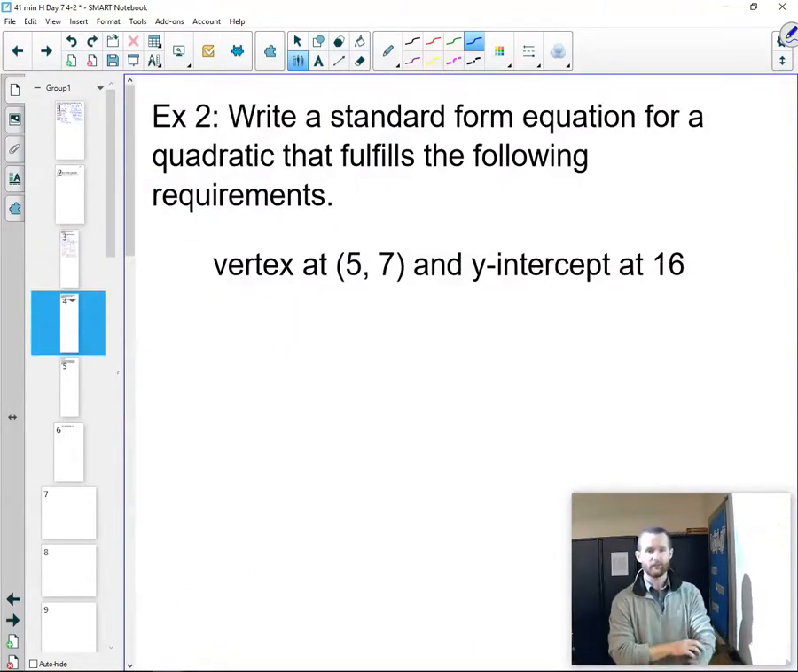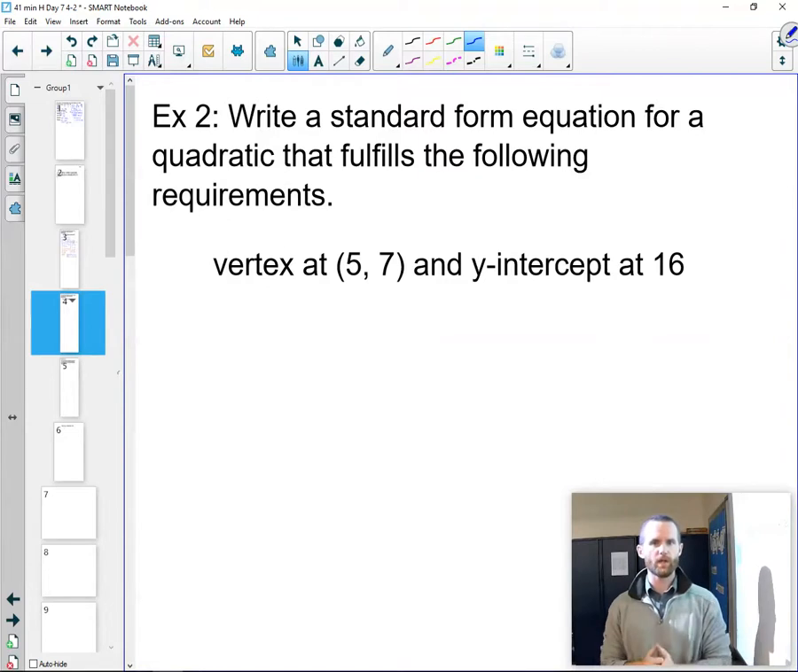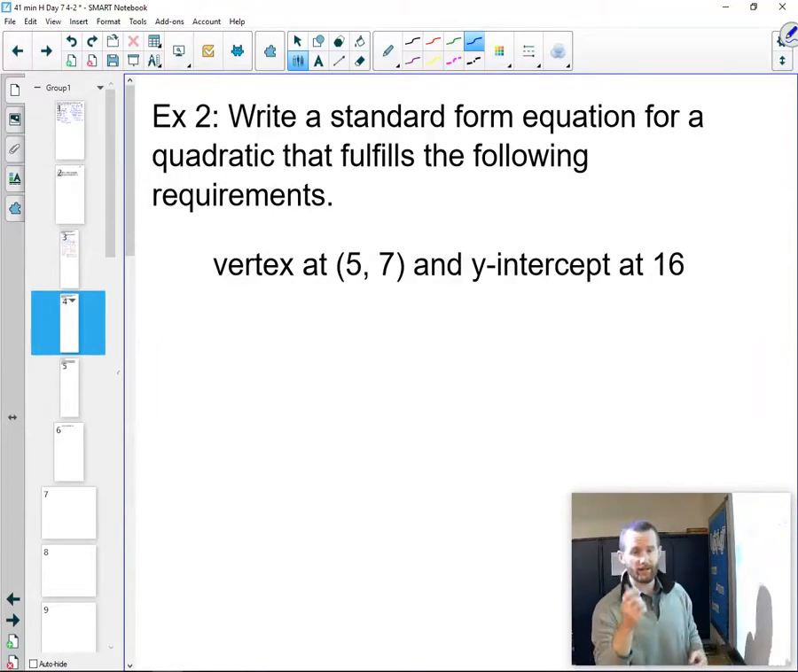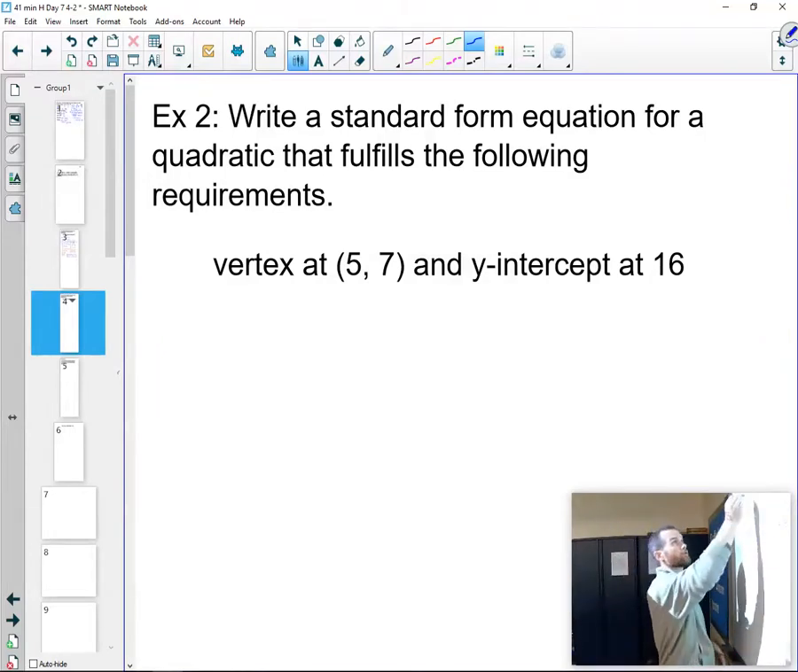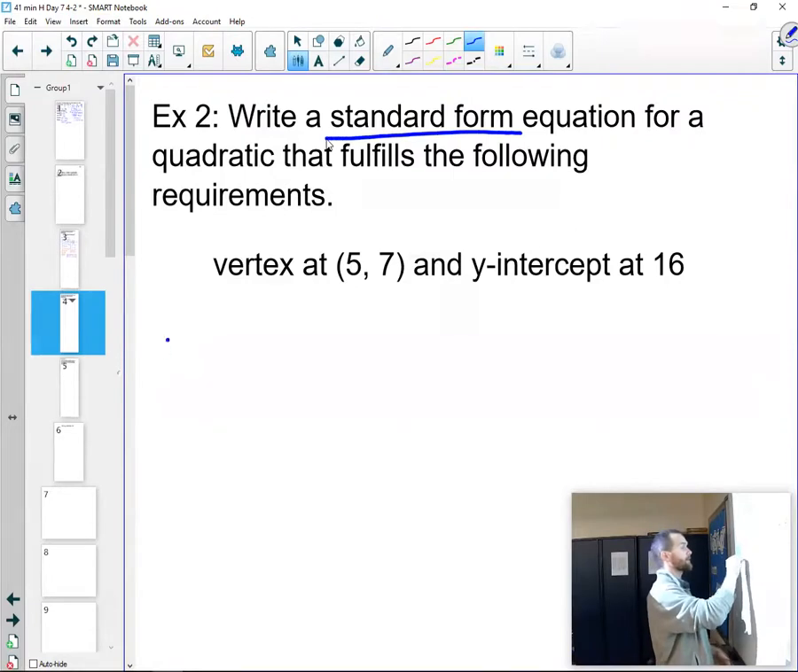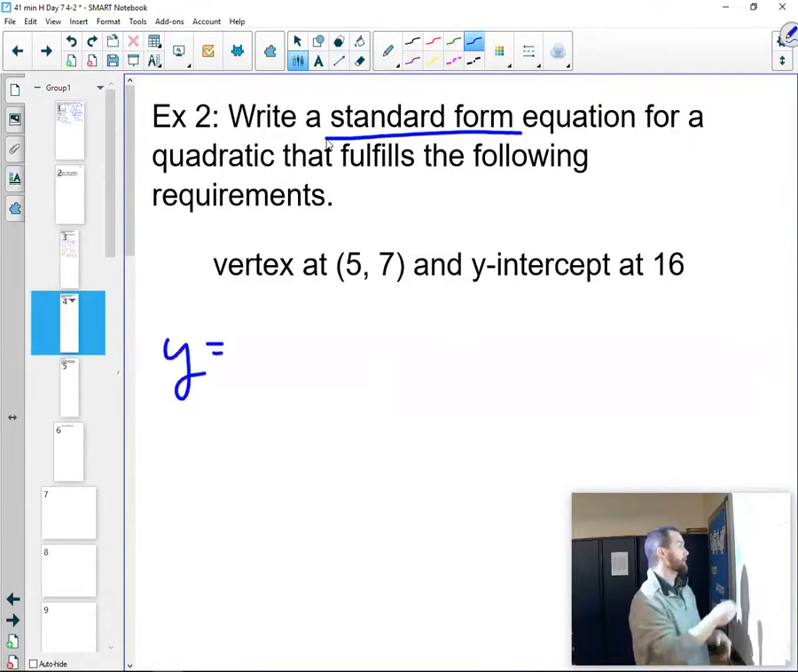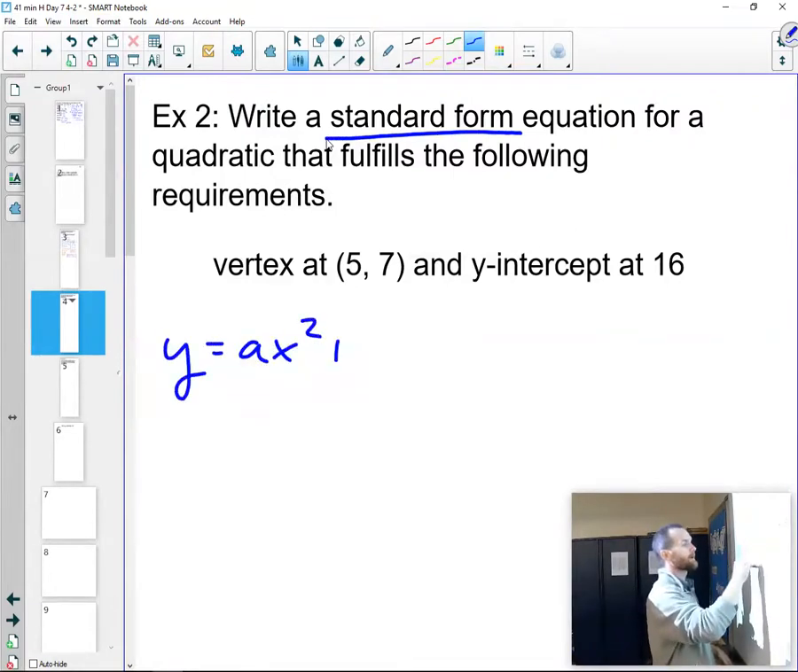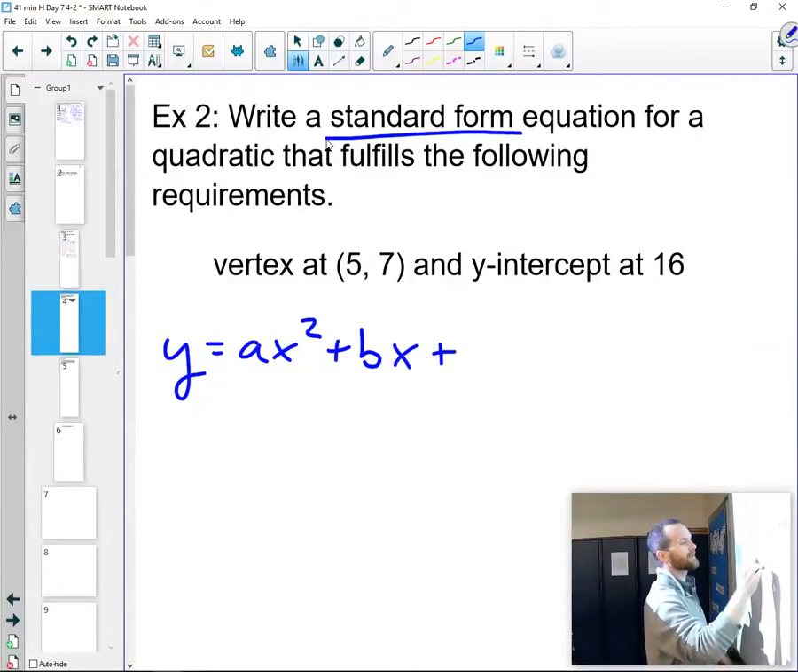Let's take a look at example 2. Same directions, we're going to write a standard form equation for a quadratic that fulfills the following requirements. They give us a vertex at 5, 7 and y-intercept at 16. Let's not waste any time, let's jump right in. Well, as soon as we see standard form, that means we have to start with standard form. So it's y equals ax squared plus bx plus c.